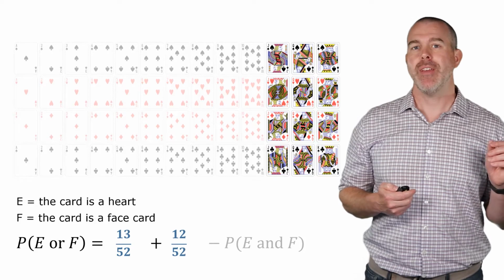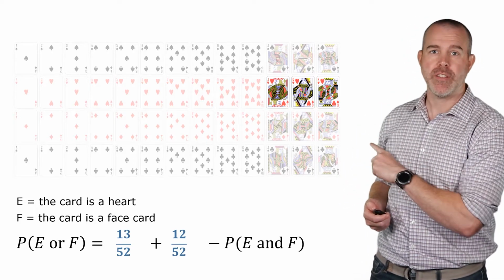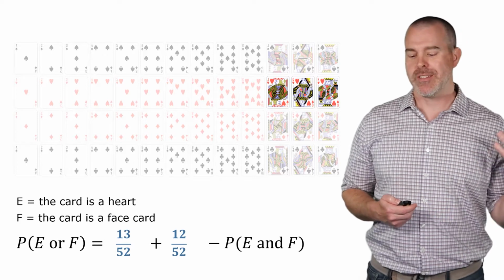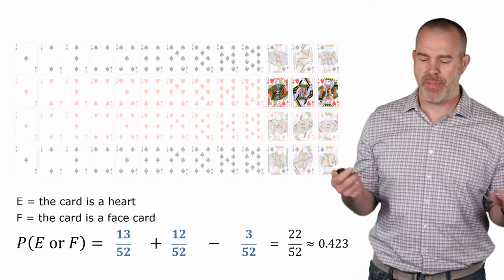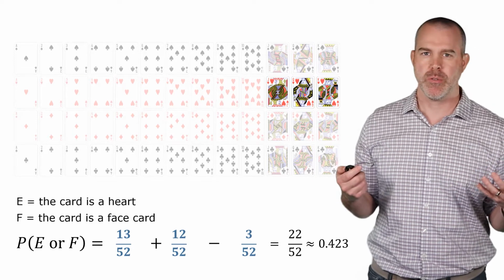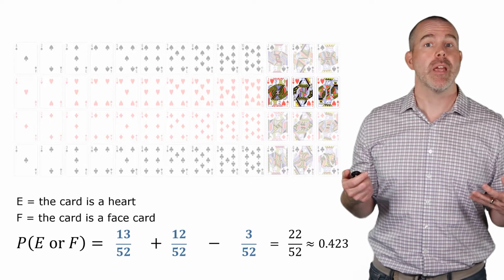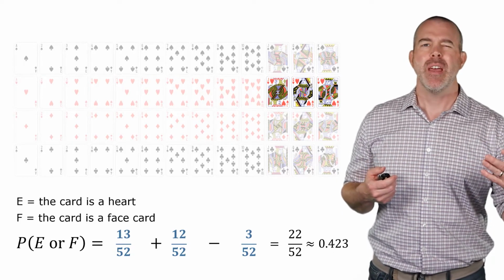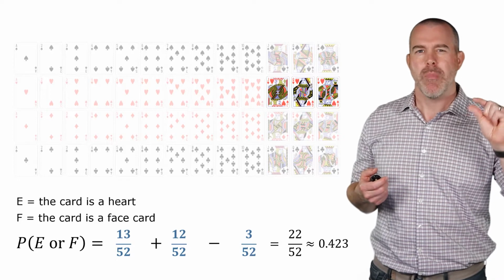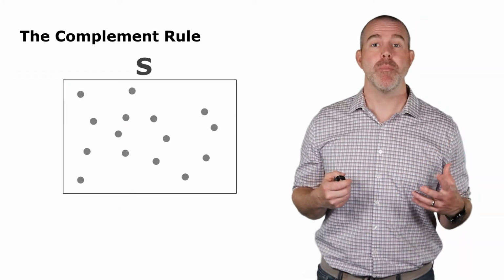And then the probability of E and F, those are the hearts that are face cards. There's 3 of them, so we have to subtract 3 out of 52. And of course, we get the same thing. It's still 22 out of 52, 0.423, etc. The point isn't that this was a better way to do it, but just a way to illustrate this addition rule. Basically, when you're adding probabilities together, you have to remove the overlap because you might have counted the overlap twice.